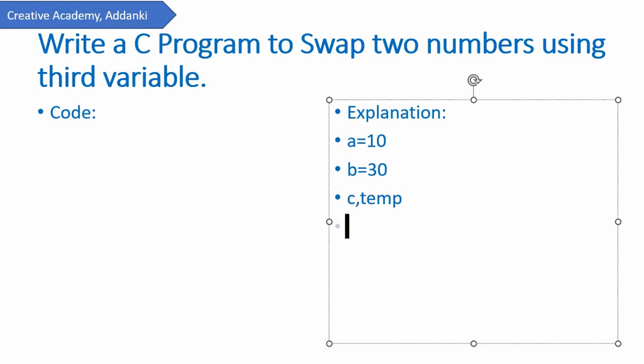Now, after execution of the program, a value should become 30 and b value should be 10. We have values on the top like 10 and 30, so a value 30, b value 10. This is our goal in writing our program, and we can use a third variable.